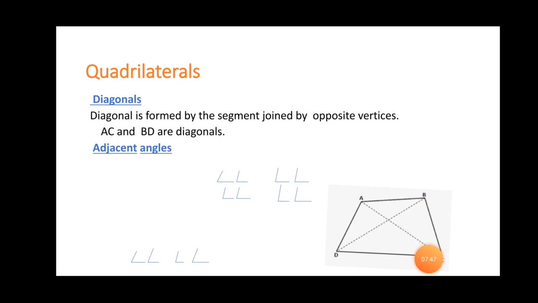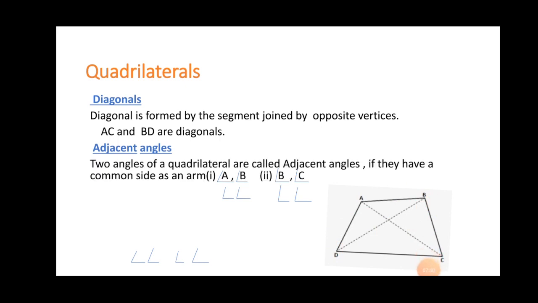Now if I talk about adjacent angles, these are the two angles of a quadrilateral that are formed if they have a common side as an arm. So children, the first pair of adjacent angles are angle A with angle B. In the same manner, another pair of adjacent angles are angle B with angle C, the third pair of adjacent angles are angle C with angle D, and the fourth pair of adjacent angles are angle D with angle A.